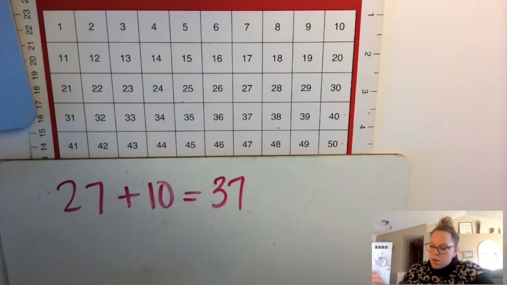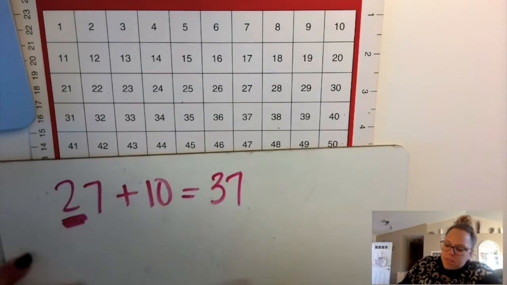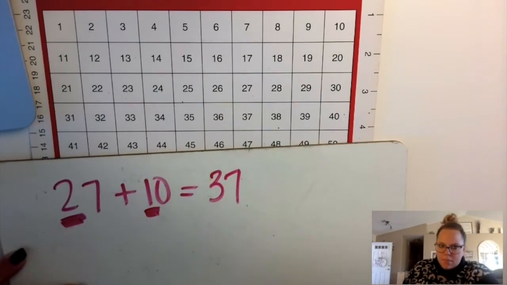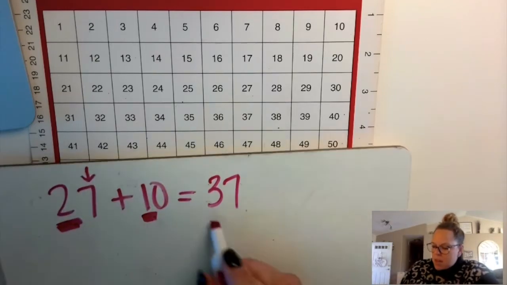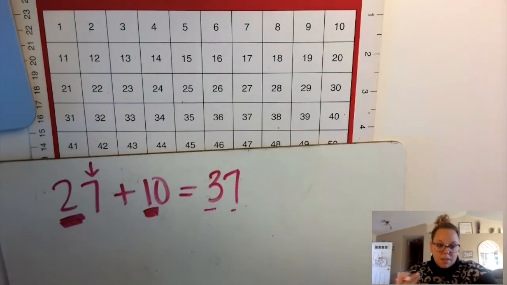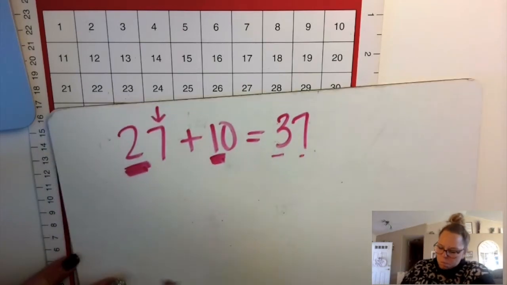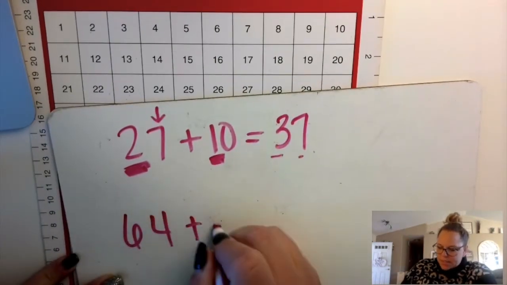Okay? Now, you might have been able to say, well, guess what, Mrs. Friedrichs? 2 and 1 makes 3. And I know that if I'm counting by tens, this spot here stays the same. And so my answer has to be 37, doesn't it? What about 64 plus 10?